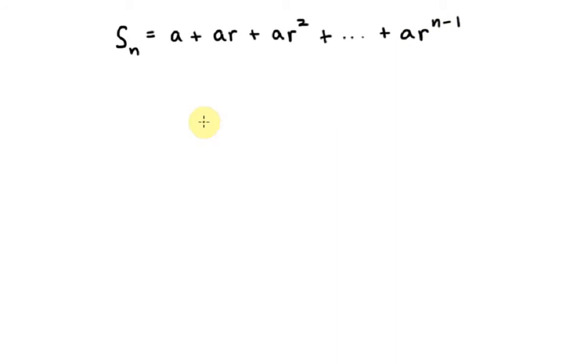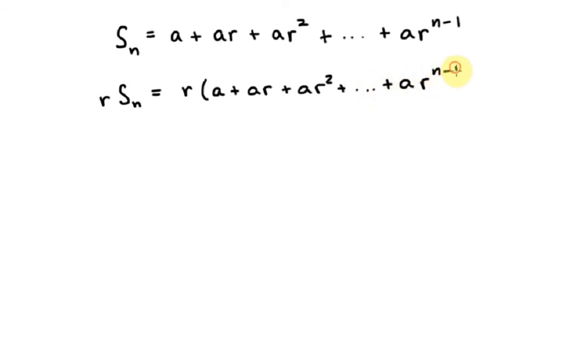Now here's the trick to this thing. What we do is we're going to multiply both sides of this equation by the common ratio r. So it's going to look like this. R times this sum, whatever that is. And here we're going to have r times all of these terms. So there's an a, then there's the ar, then there's the ar squared, and so on until we get to our last term.